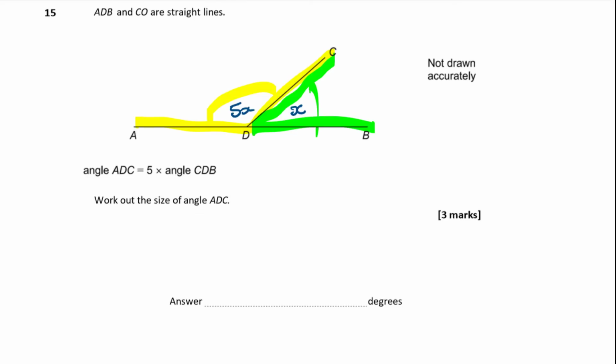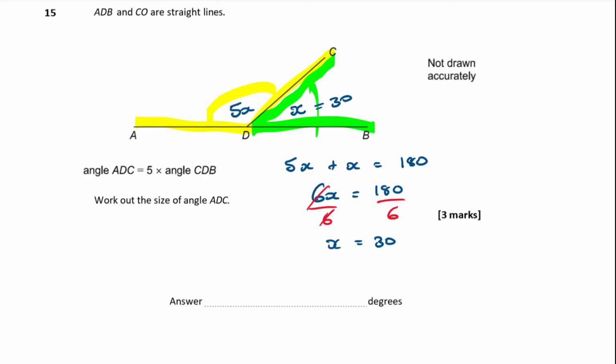So if I take those two angles, 5x plus x, then add them together, I should be getting a straight line which is 180 degrees. But 5x plus x, collecting like terms, is 6x, so that tells me that 6x is equal to 180. Then if I divide both sides by 6, 6 into 180 goes 30 times, doesn't it? So x equals 30. So then CDB, the smaller one, is going to be 30.